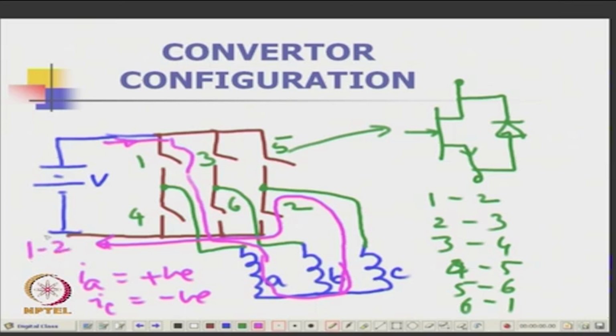so you can go on developing for different configurations. It is 2 3, again it will be entering through 3 and returning through 2. Okay. Then 3 4 again entering through 3, returning through 4, etc. Okay. So, it will all be depending upon which are the ones which will be excited.